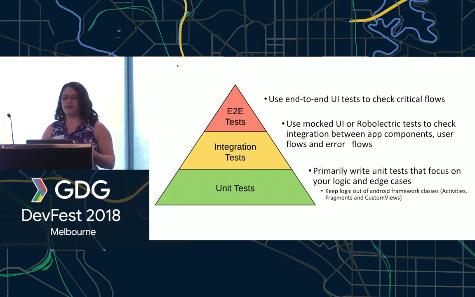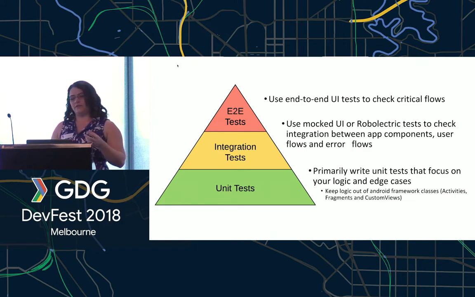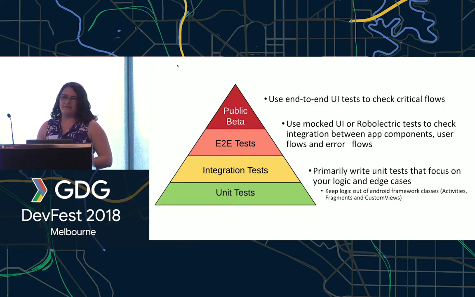Finally, you've got end-to-end tests. And so in Android, we do that by black box testing our app, even after it's been proguarded, and you can do that with UI Automator and some Gradle configuration. Now, at Seek, there's actually one more step to this, and it's public beta.